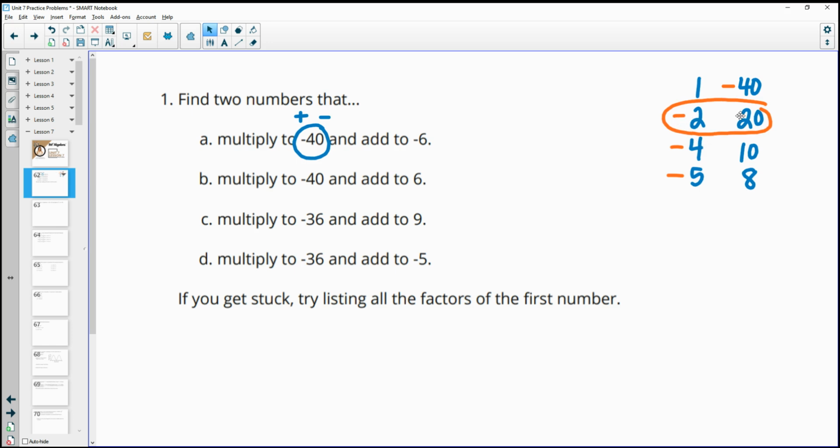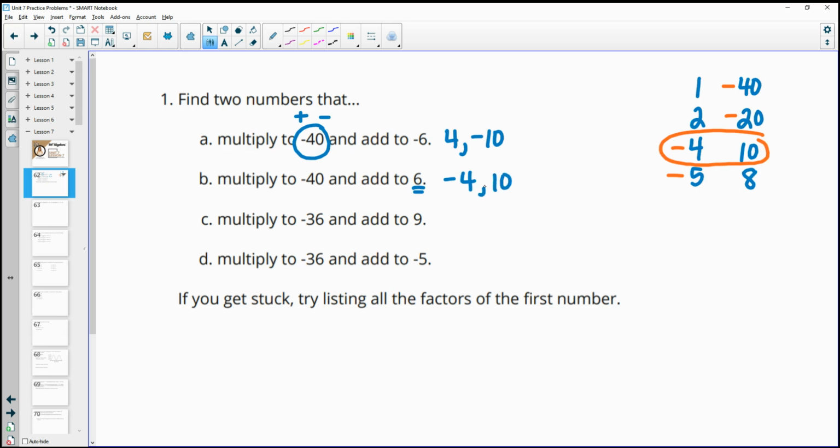This next one gives us 18 or negative 18 if we move the negative with the 20. This next one gives us positive 6, or if I move the negative over here, gives us negative 6. So for this top part A, we want to be using positive 4 and negative 10. Those multiply to negative 40 and they add to negative 6. And then if we put the negative with the 4, then they multiply to negative 40, but they add to positive 6 like we wanted. So if we have the 4 negative and the 10 positive, we would get part B.